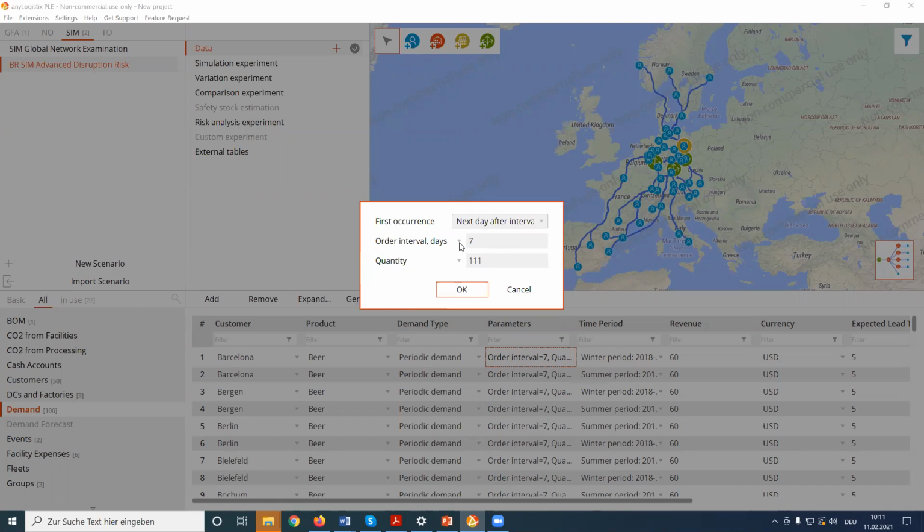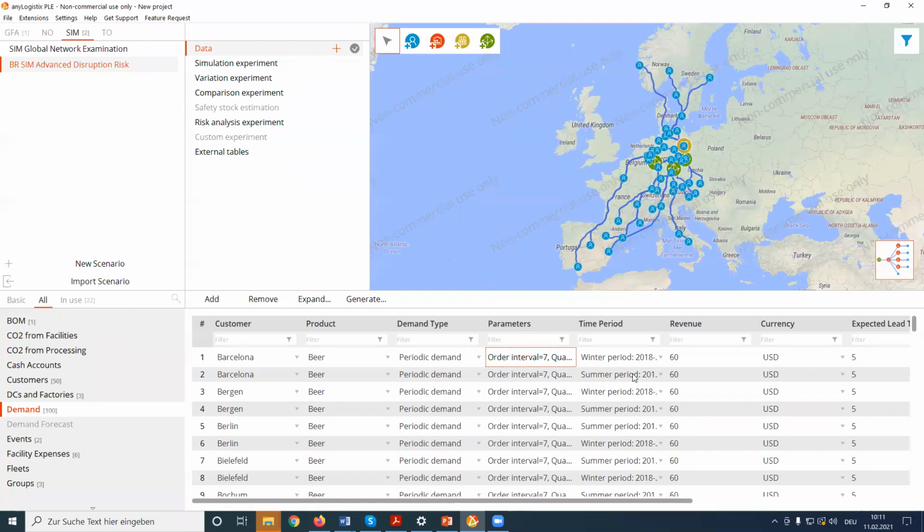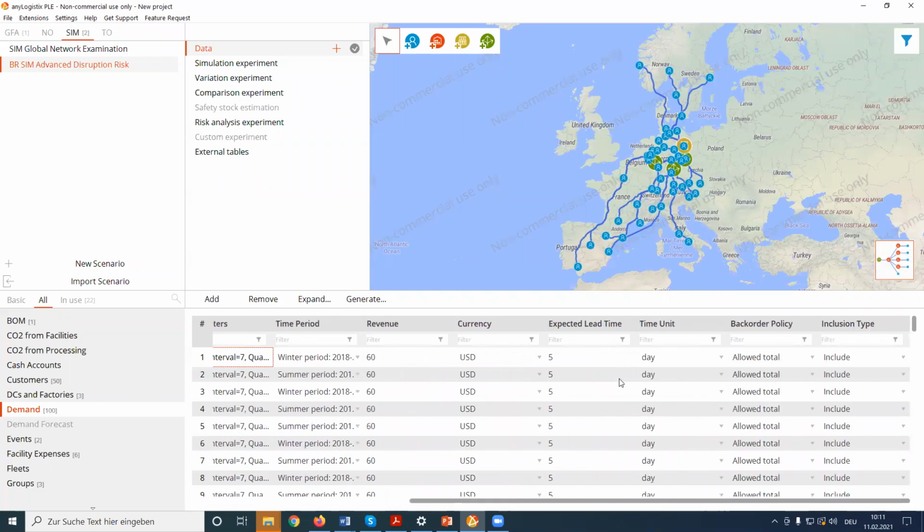So for example, this data says that a customer in Barcelona orders every 7 days 111 beer pallets. And we are given data for both winter and summer periods. We know our revenue from selling one product unit, and we are also given expected lead time, meaning that if a customer in Barcelona places an order, say, on Monday, we have 5 days to fulfill this order. So the order should arrive by Saturday at the latest. Otherwise, if it arrives later, it will be considered a late order. And such delays will negatively influence our service level on time delivery.